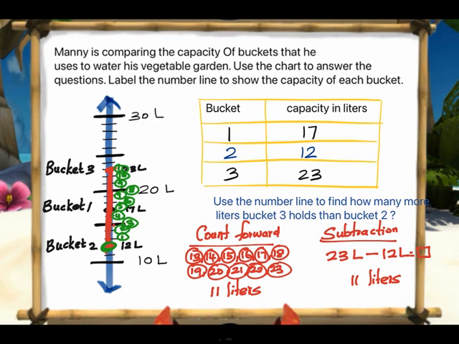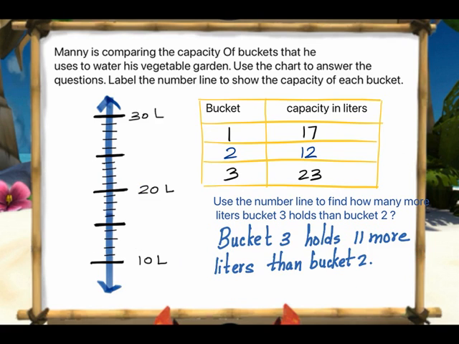So the difference between bucket 3 and bucket 2 is 11 liters. You can see the red line that I marked on the number line. That is how much higher bucket 3 is than bucket 2. So the statement will be: bucket 3 holds 11 more liters than bucket 2.